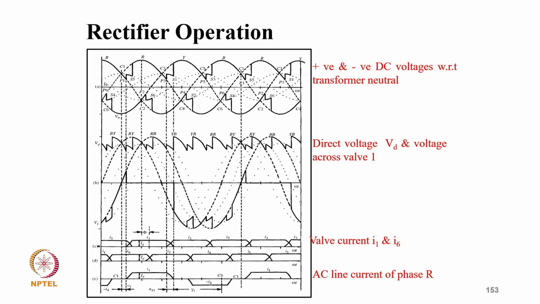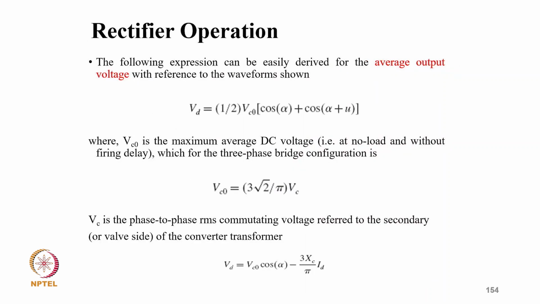And this is typically the rectifier operation: plus and minus DC voltage with respect to transformer neutral, the direct voltage VD, the voltage across valve 1, the valve currents 1 and 6, and the AC line current of phase R, showing how the commutation really affects the current rise and fall. So the following expression can be easily derived for the average output voltage with reference to the waveform shown.